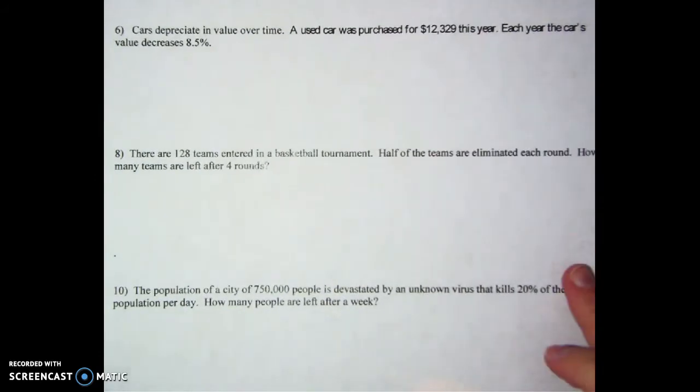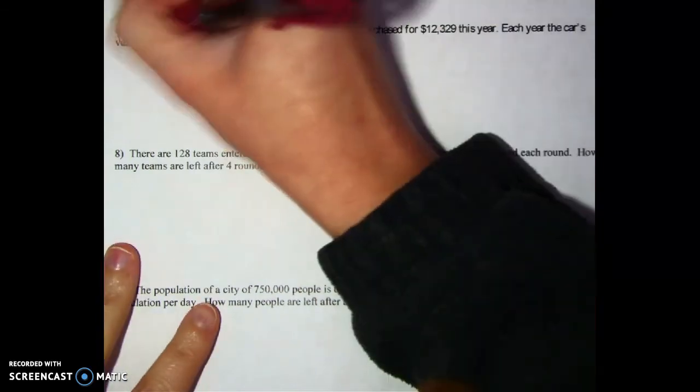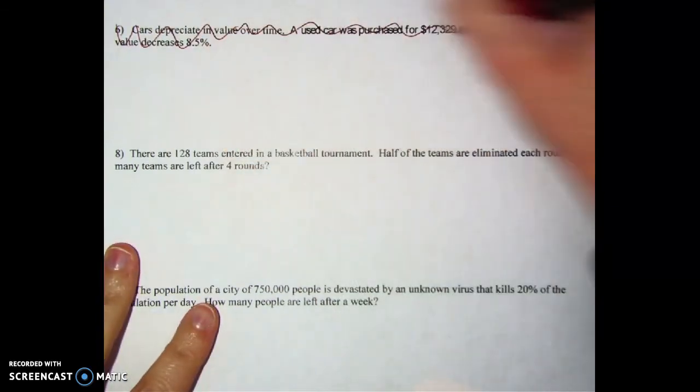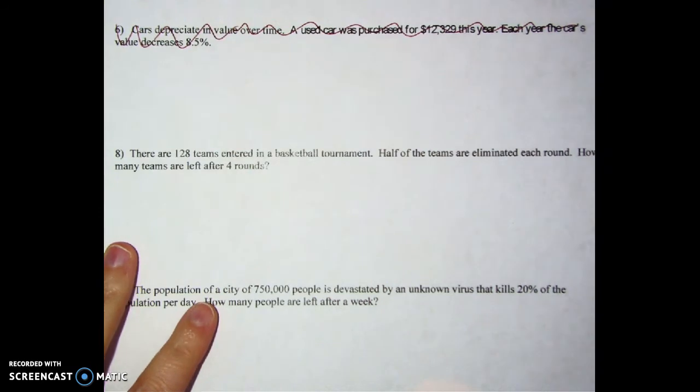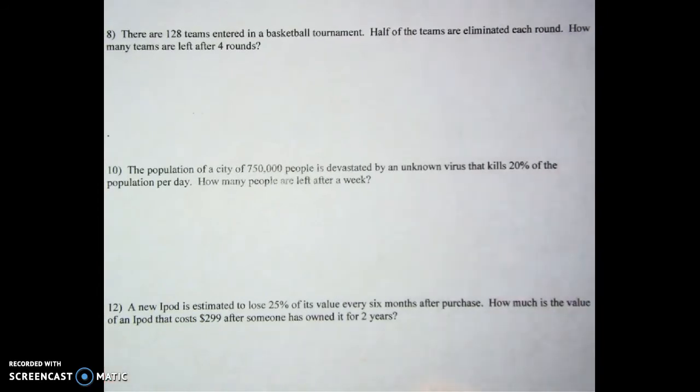Okay, here's a better one. Actually, let's scribble out this one too. I'm scribbling these out because it doesn't have the amount of years or days or whatever, but number 8 will work for us. Okay, number 8: there are 128 teams entered in a basketball tournament. Half of the teams are eliminated each round. How many teams are left after 4 rounds?